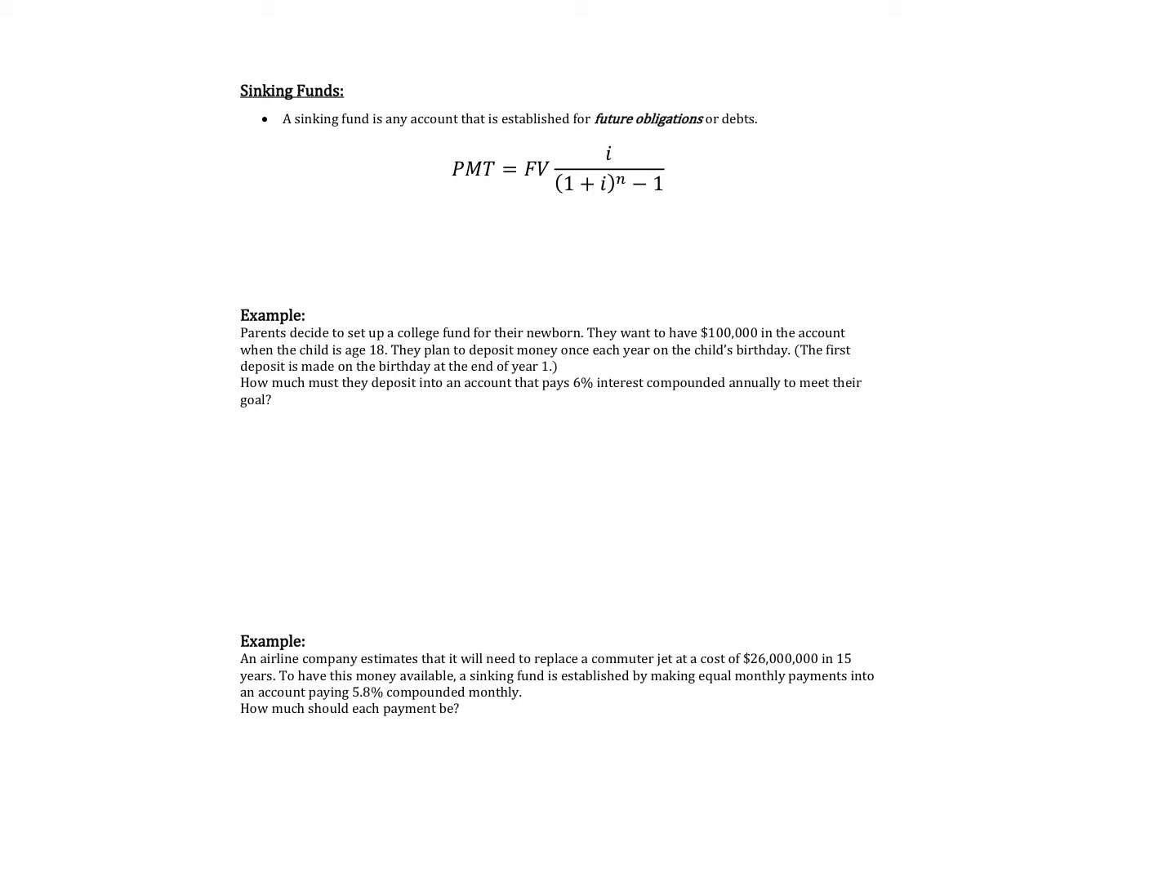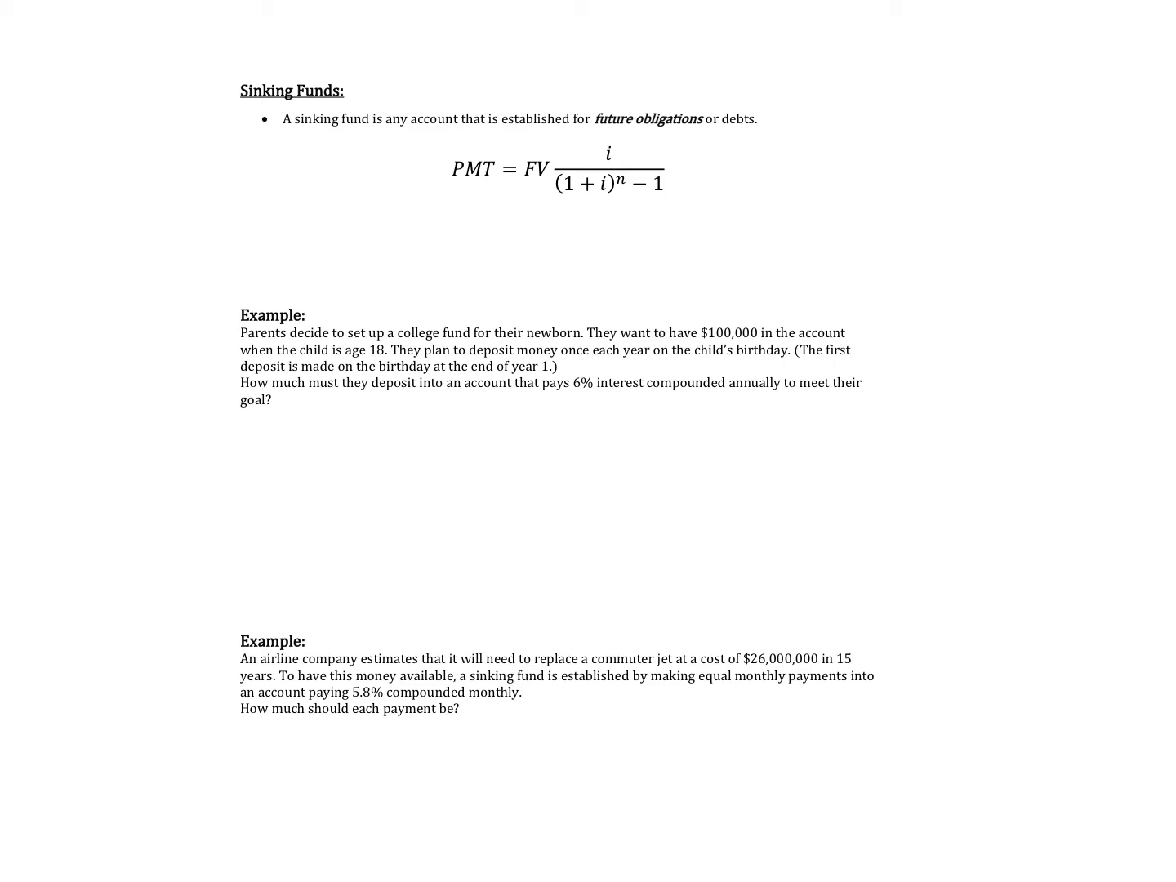So parents decide to set up a college fund for their newborn. They want to have 100,000 in the account when the child is age 18. They plan to deposit money once each year on the child's birthday. So the first deposit is made on the birthday at the end of year one, which means this is an ordinary annuity. It's at the end. How much must they deposit into an account that pays 6% interest compounded annually to meet their goal?